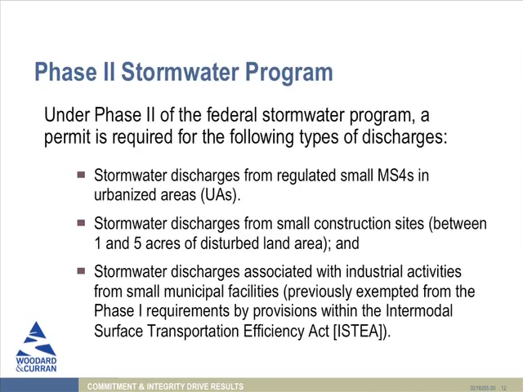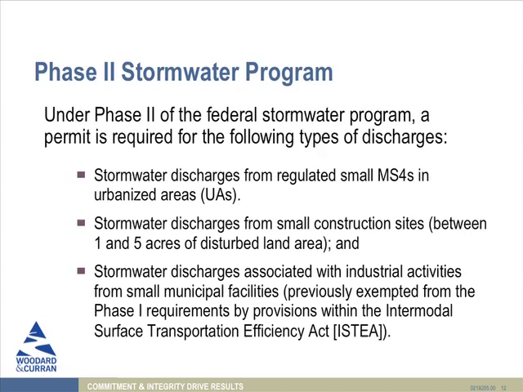So what we ended up with were, again, the small MS4s in urbanized areas. Small MS4s being anything that fit that definition of MS4 that was not medium or large, and in an urbanized area. Urbanized areas are designated by the Census Bureau, and you can go to EPA's website and they have maps that show you what the designated urbanized areas are. So what that means is if you're a public entity and you're in one of these designated urbanized areas, then you're considered a small MS4.